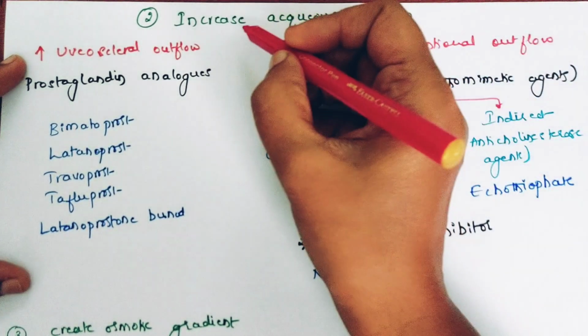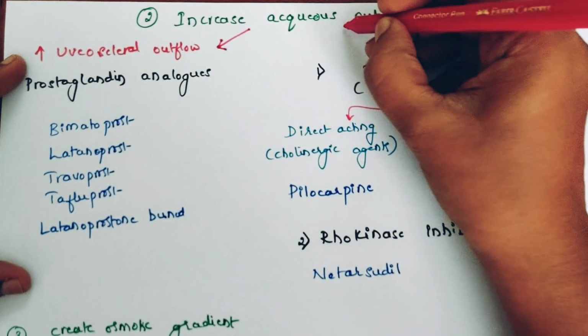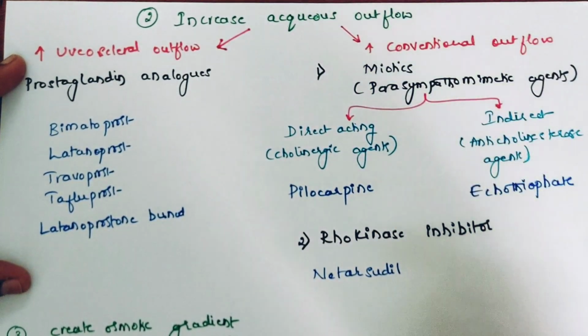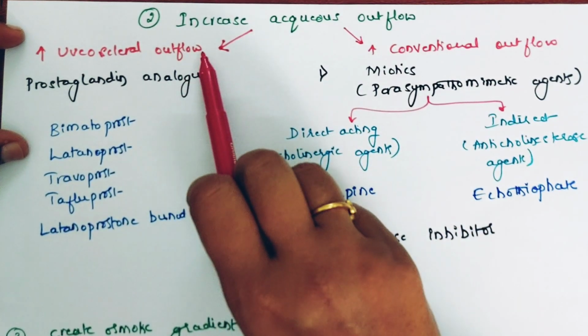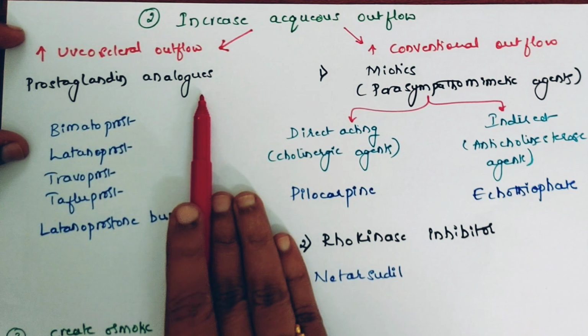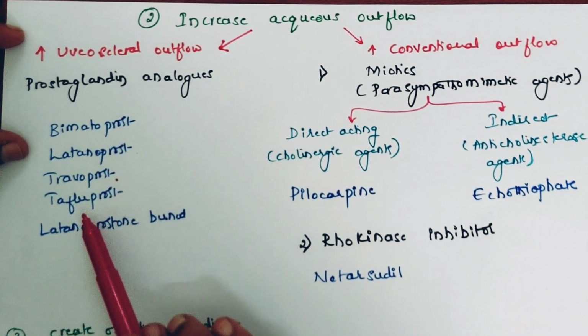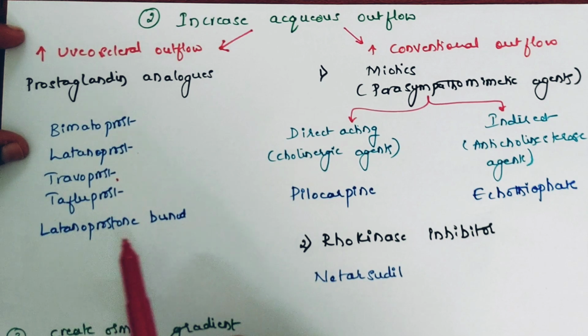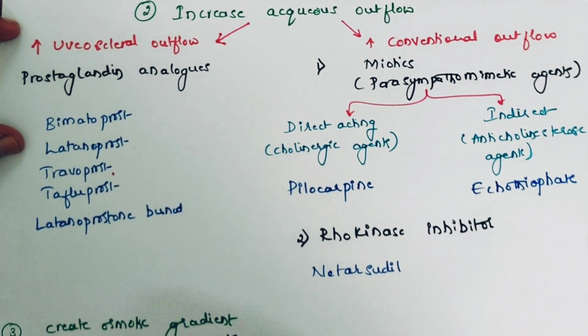Coming to those which will increase the aqueous outflow. Here again we have 2 types of aqueous outflow, as you all know. One is the uveoscleral outflow and the second is the trabecular outflow or the conventional outflow. Most of the drugs will act on the uveoscleral outflow. That is, we have the prostaglandin analogs. In that we have bimatoprost, latanoprost, travoprost, tafluprost and latanoprostene bunod.